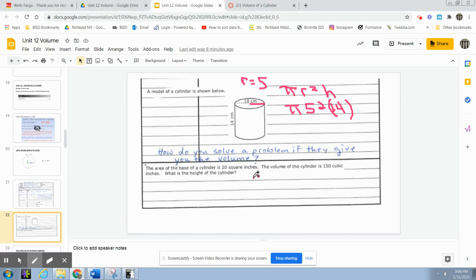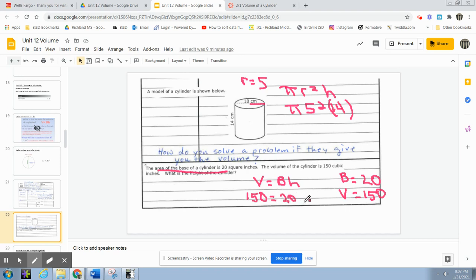So we know our formula is volume equals capital B times the height. And we know capital B is the area of the base. So they already told us what the area of the base is, and so we know that is 20. So capital B is 20. We know volume is 150, so V equals 150. Where I see the V, I'm going to put the 150. And I know my B is 20.